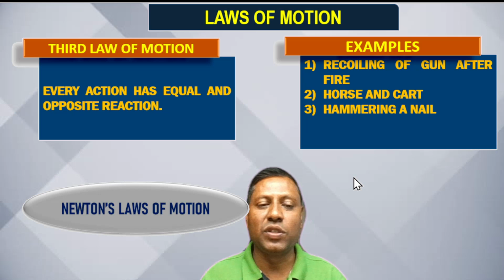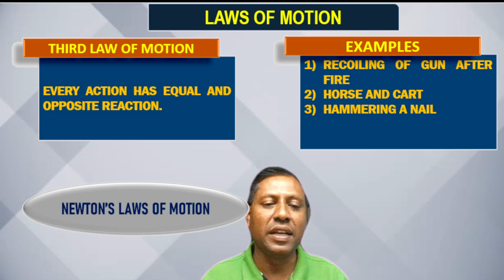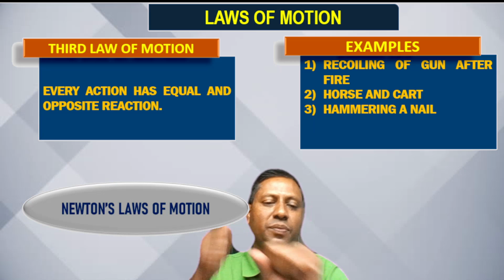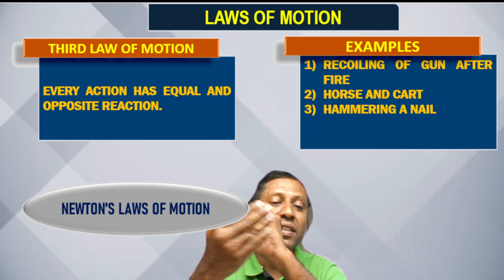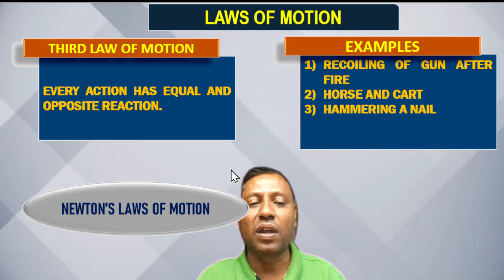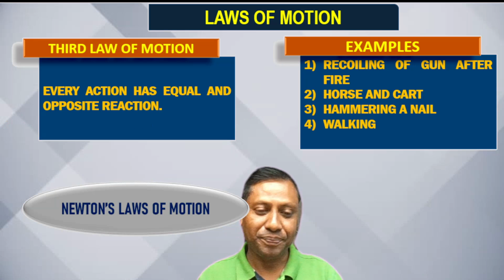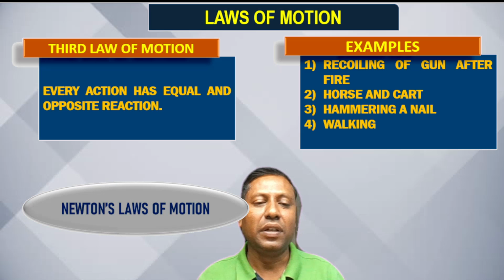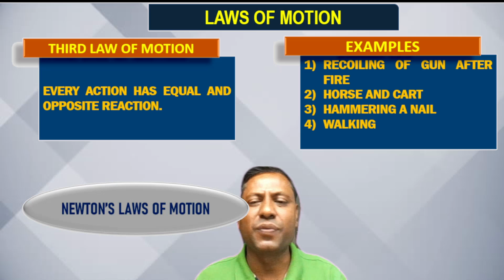Hammering a nail. Suppose you are trying to hammer a nail, if you want to pierce that nail inside the wall, you have to put a lot of force on that nail. Why is it so? Because the wall is giving the reverse force, or the reaction force. So to overcome that, we are giving the force. Walking or running is also based on the idea of action and reaction basically. So there are multiple examples for Newton's third law of motion also.